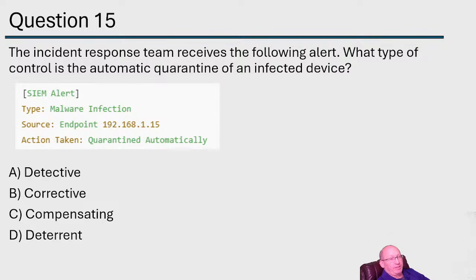What type of control is the automatic quarantine of an infected device? We see our SIEM alert, malware infection, endpoint IP address, and then quarantined automatically. We have detective, corrective, compensating, or deterrent control. My mind, when I looked at this, went straight to preventive control. That's not even a possible answer, but that's where my mind went on this one.